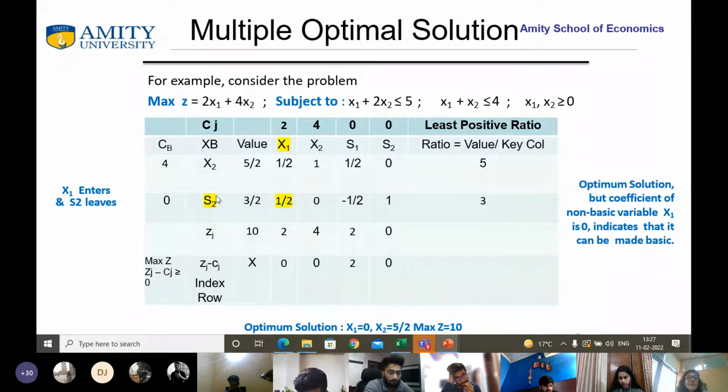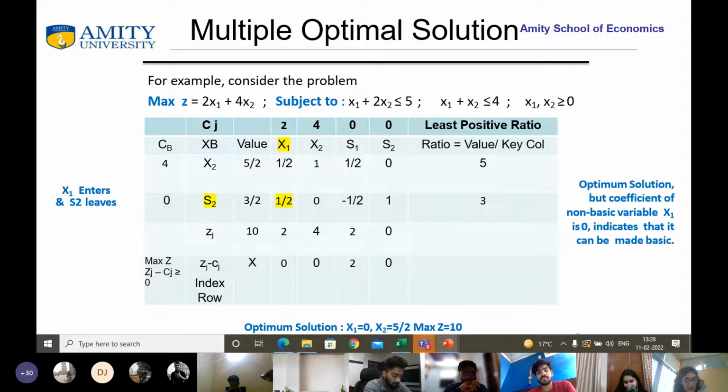So we got S2 and X2 as our basic variables, and we got the optimal solution because all Cj minus Zj, here I have written Zj minus Cj, so all Zj minus Cj need to be positive for the maximization case. For the basic variable X2, the coefficient is 0, and for S2, the coefficient is 0 in the index row. But apart from these basic variables, there is another variable whose value is 0 in the index row, x1.